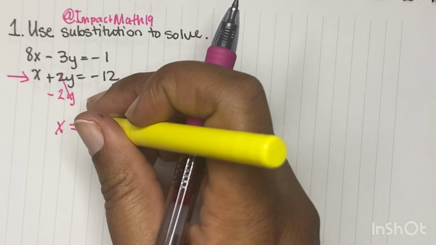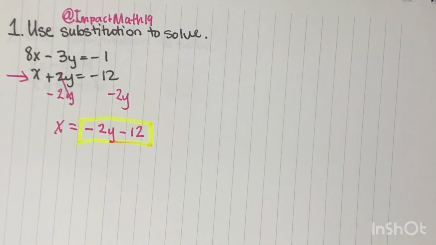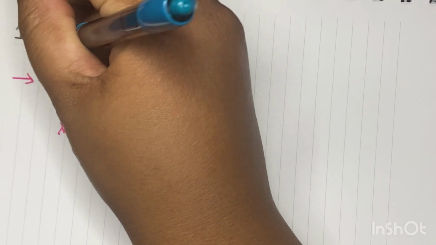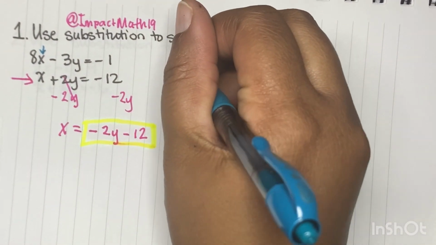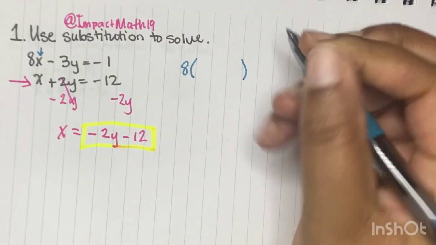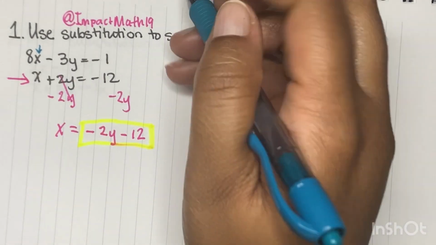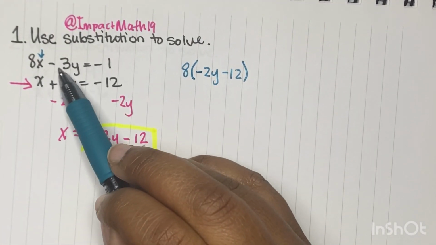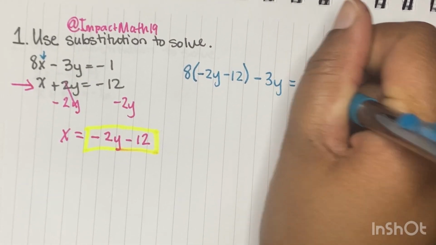Now here, in this yellow box, that's what's going to plug into the first equation. We're going to substitute this box in for this x here. So we're going to do 8 parentheses. And I'm replacing this x, negative 2y minus 12, in here. So I'm going to do negative 2y minus 12. And then you have to write the rest of the equation. So I'm going to write minus 3y equals negative 1.